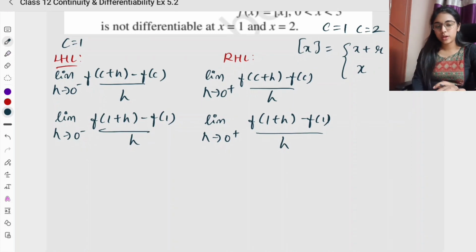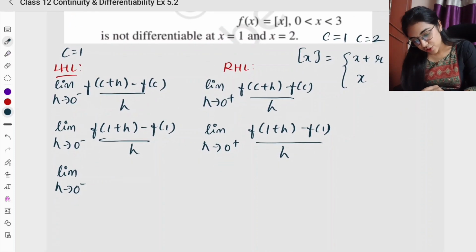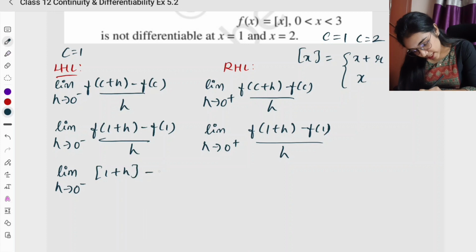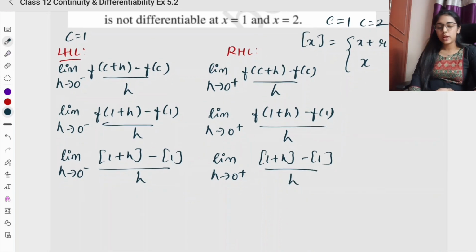Now I'm going to substitute f of 1 plus h into the function. So I have limit h tends to 0 minus of GIF of x, and instead of x I'm going to substitute 1 plus h. So I have 1 plus h minus 1 the whole divided by h. In that I'm going to have limit h tends to 0 plus of again 1 plus h minus 1 divided by h. Now there is 1 plus h.